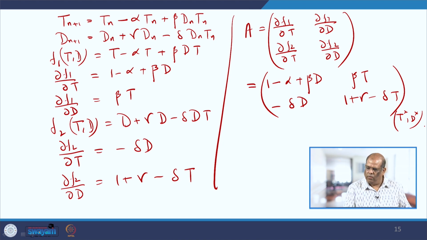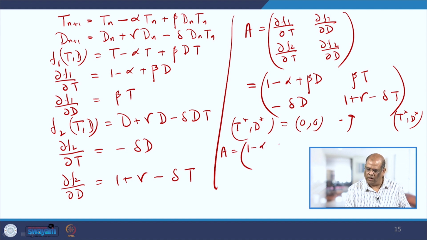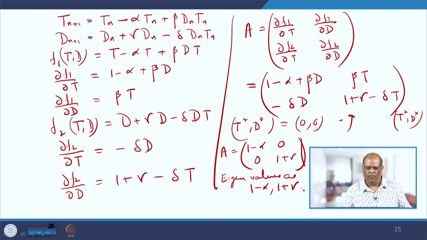So let's now check the values at the equilibrium points. The first T star, D star is the origin 0, 0. So if we substitute it here, you will get A equal to 1 minus alpha, 0, 0, 1 plus gamma. So clearly the eigenvalues are 1 minus alpha and 1 plus gamma.